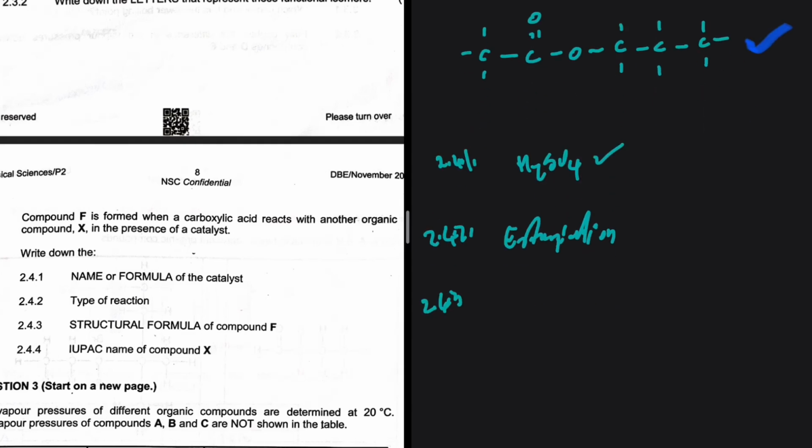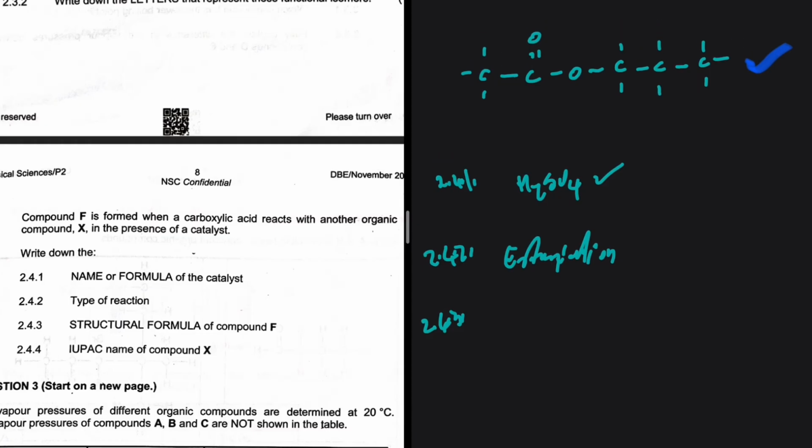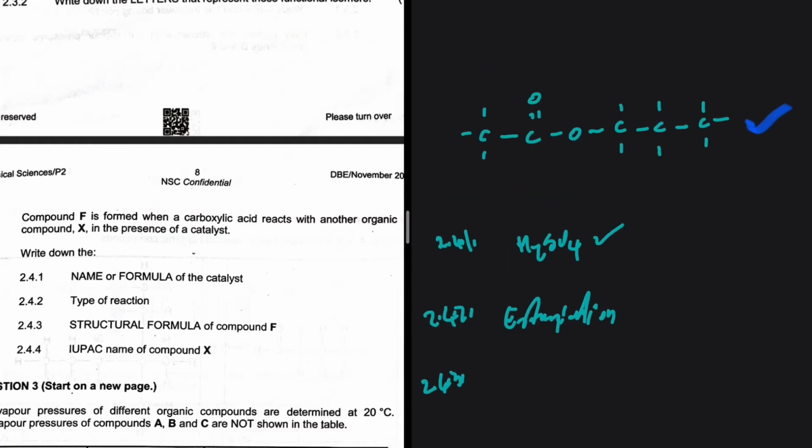Okay, 2.4.3, structural formula of compound F. So compound F is the carboxylic acid that is used, right? Oh no, compound F is actually this which we have here, which we have drawn. So just to be more clean with my presentation, we just need to add hydrogens everywhere else. We have the answer to the question, really. So there we go. That is compound F.